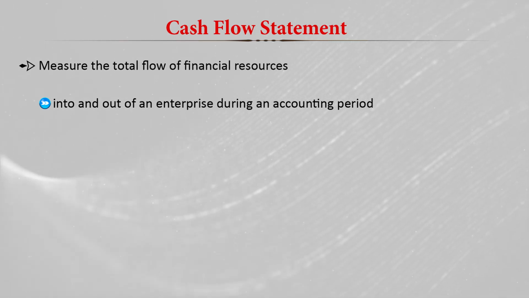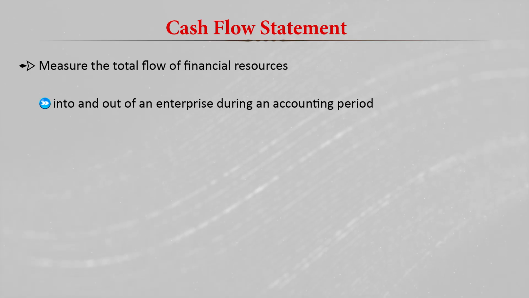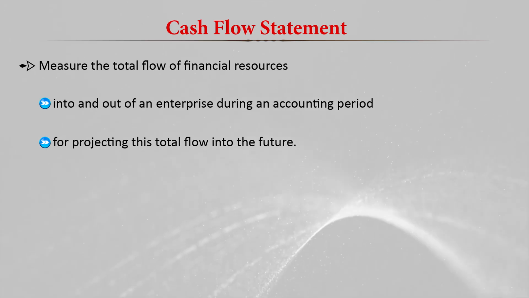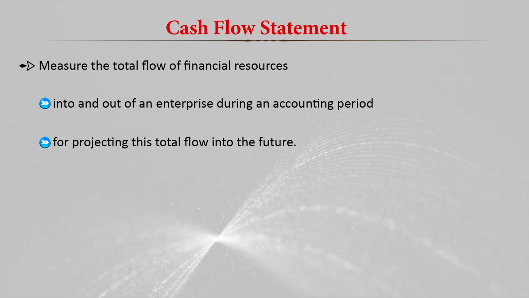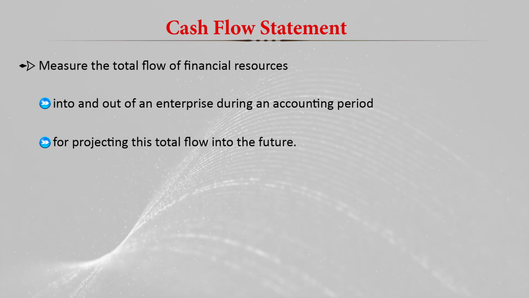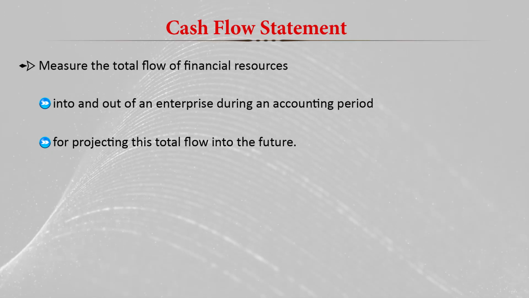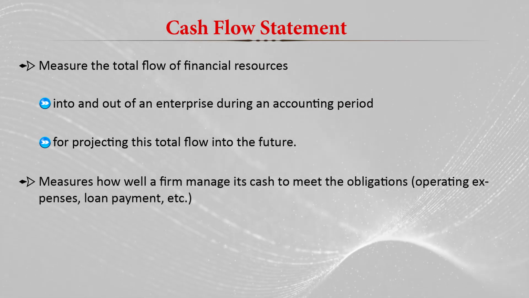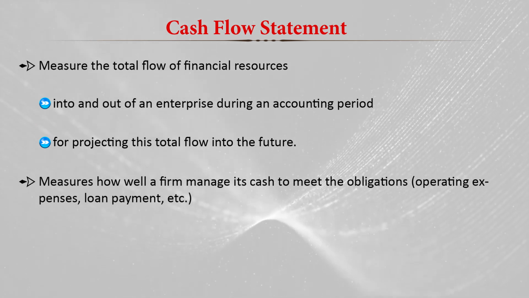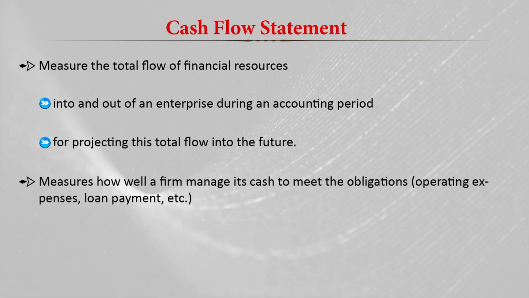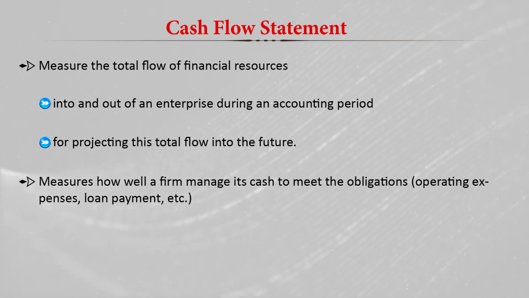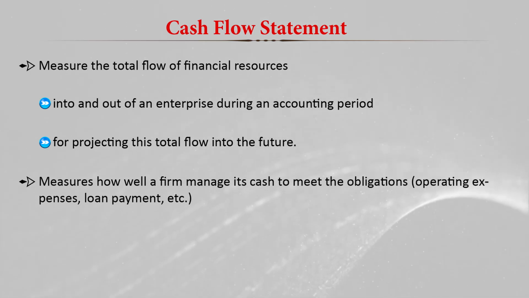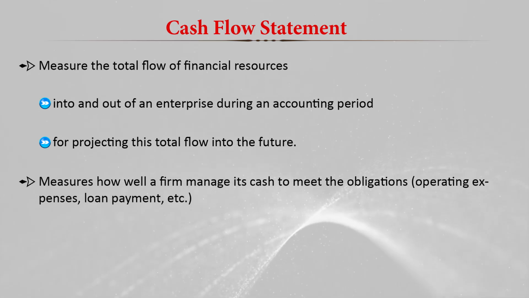It measures the funds which are coming into and going out of an enterprise during an accounting period, and it is used for projecting the total flow into the future. So we can project the future position using the cash flow statement. It measures how well a firm manages its cash to meet its obligations. We have different obligations we have to meet, like operating expenses and loan payments. All this meeting of cash obligations is presented in the cash flow statement.